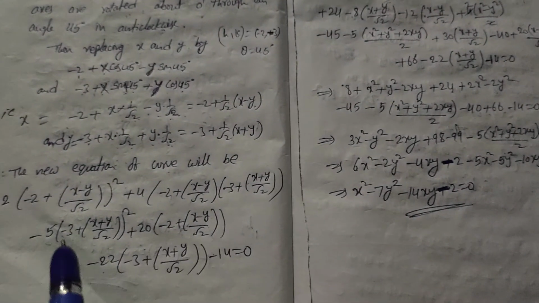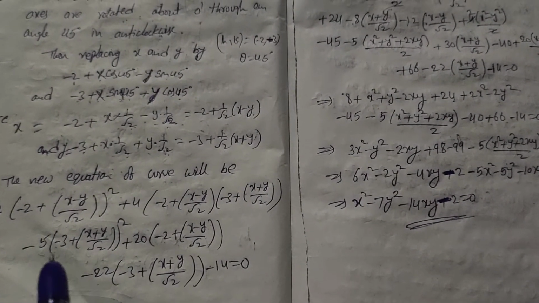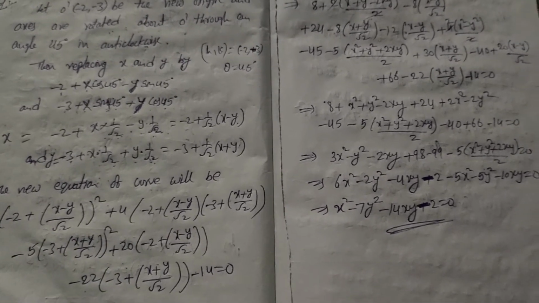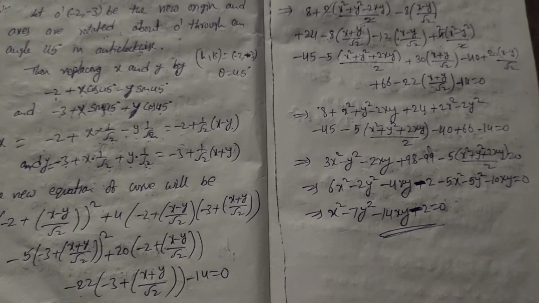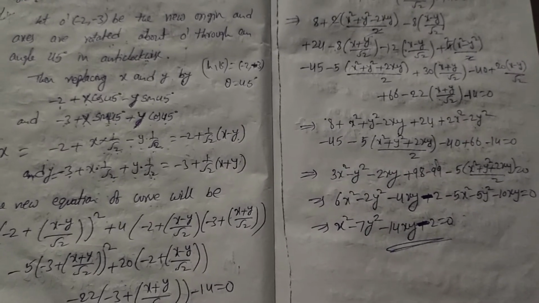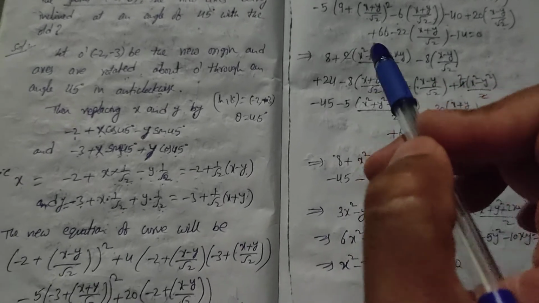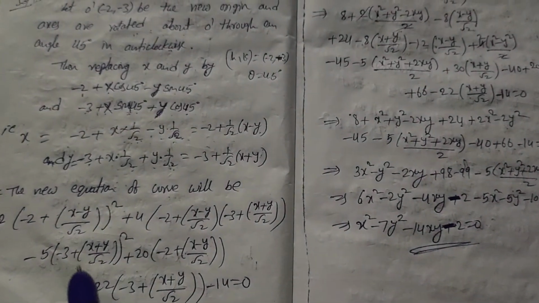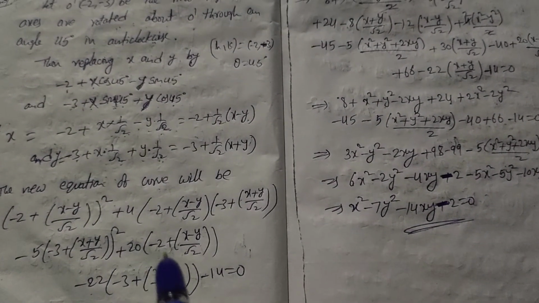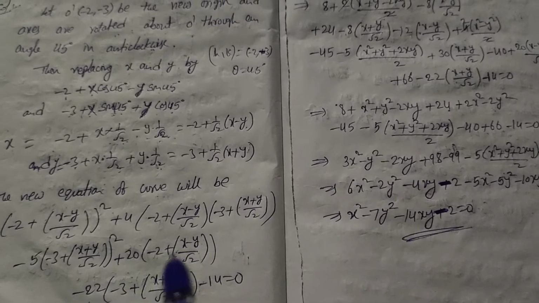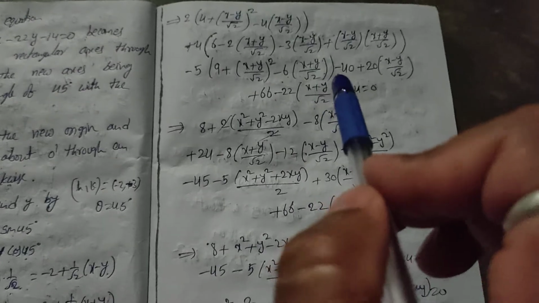Next one is expansion of this one, (a minus b) whole square. Minus 5 into 3 square is 9. (X plus Y) by root 2 whole square is nothing but (X plus Y) whole square by 2. First you write like that as it is. Next minus 2ab, 2 threes are 6, into (X plus Y) by root 2. Next one is minus 40, plus 20 into (X minus Y) by root 2.